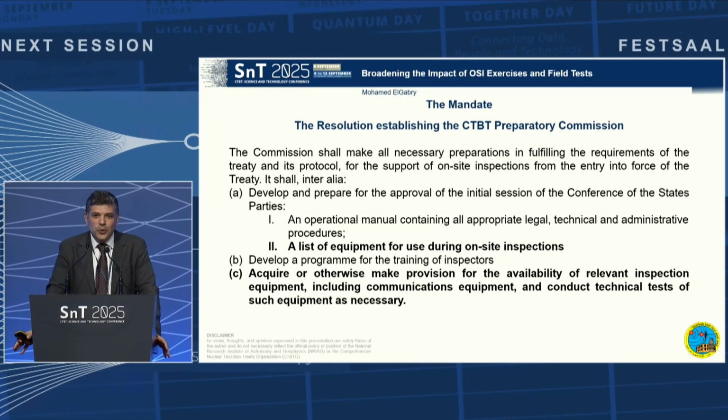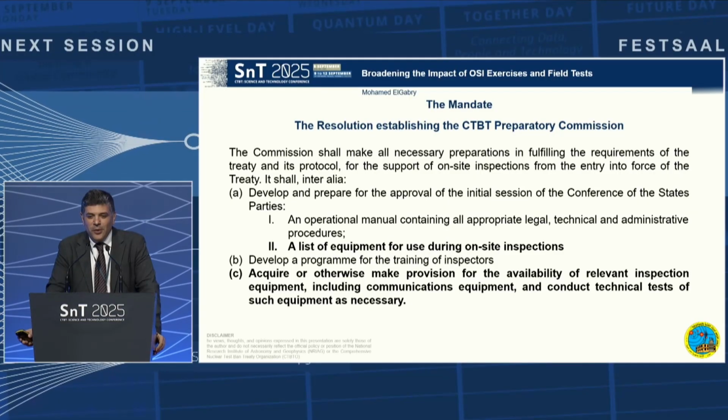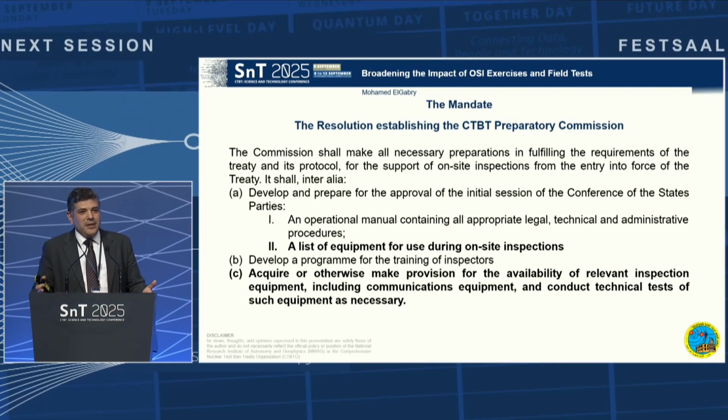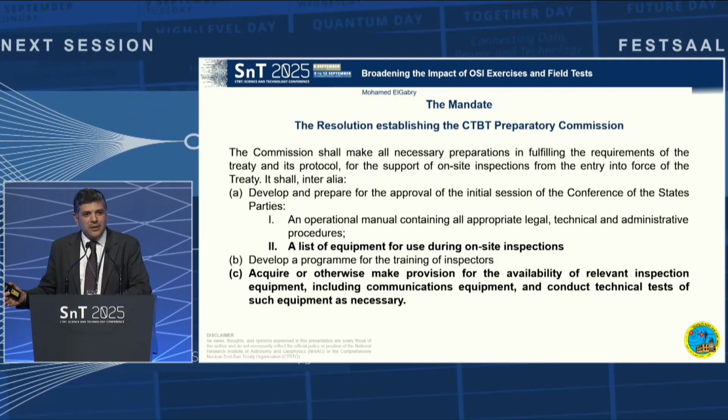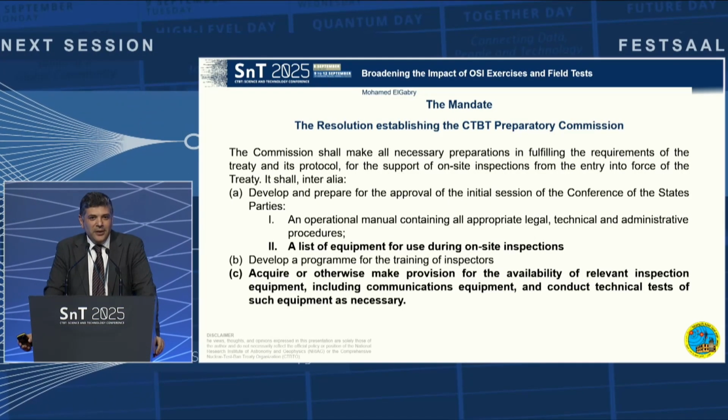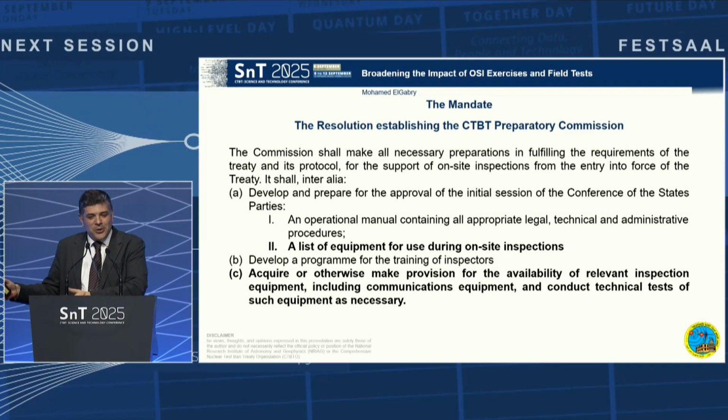But as you know, the CTBT is not yet in force. What are we allowed to do until it is in force? We have this from the resolution established in the PrepCom. We have 3 bullets. The first bullet is about documentation. We need to develop an operational manual that describes how we will conduct the inspection, and a list of equipment which will be used to conduct the inspection. The second bullet is about training. We need to develop a training program that uses this manual and this equipment to conduct the inspection.